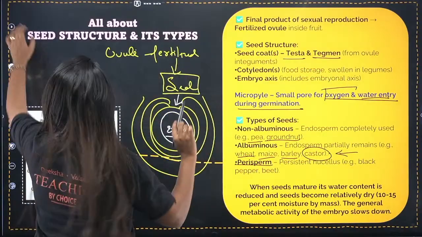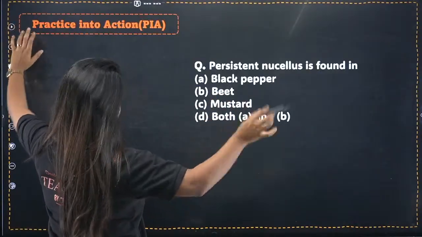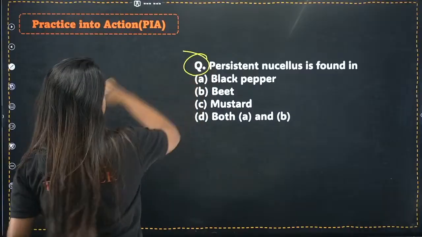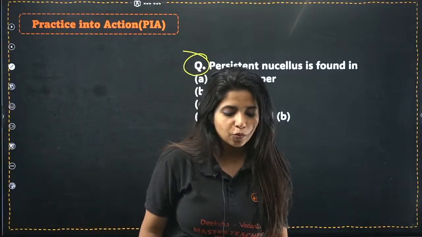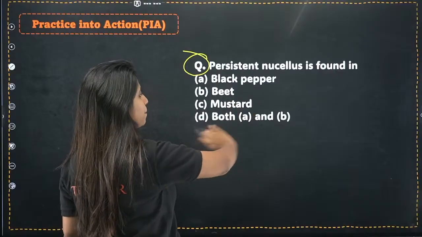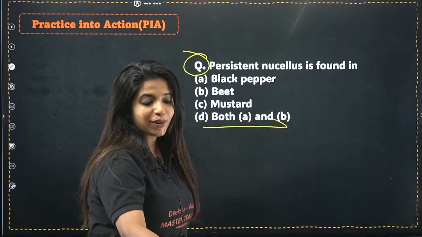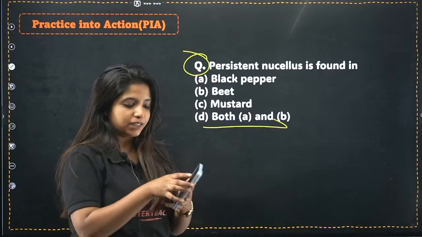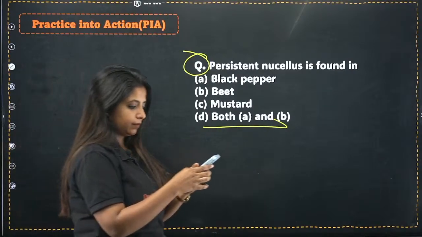Okay, cool. And then we spoke about pericarp. So now you have a question. Persistent nucleus is found in what? Black pepper, beet, mustard, or both A and B? What do you think is your answer for this particular question?